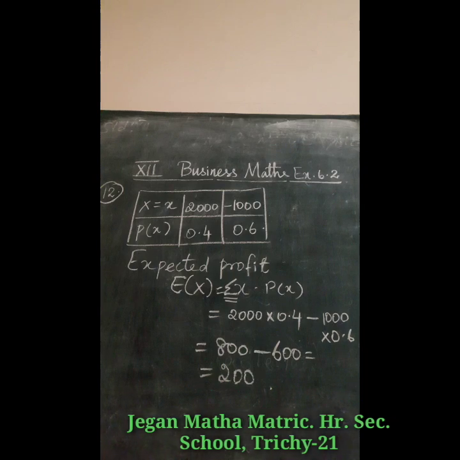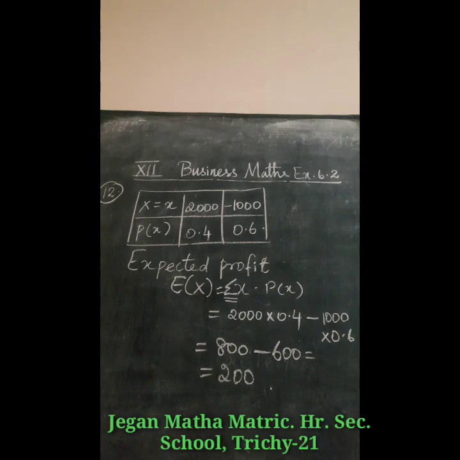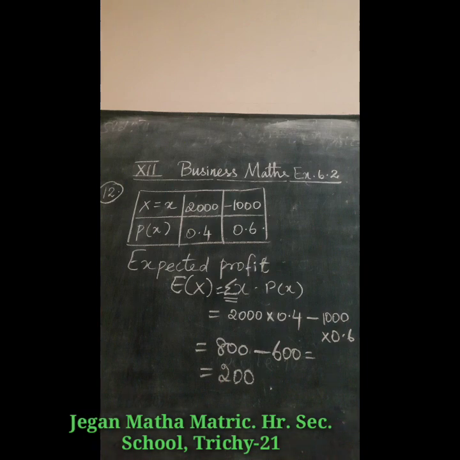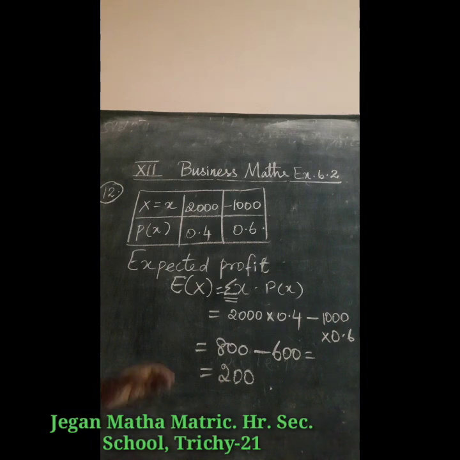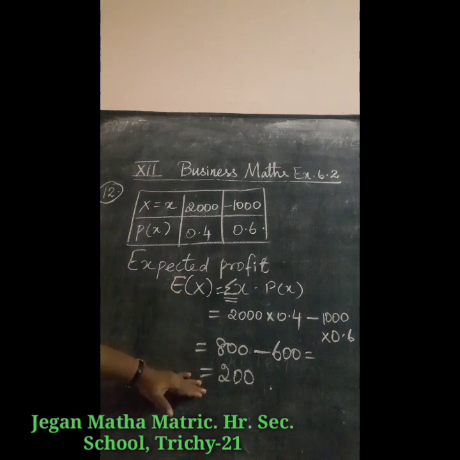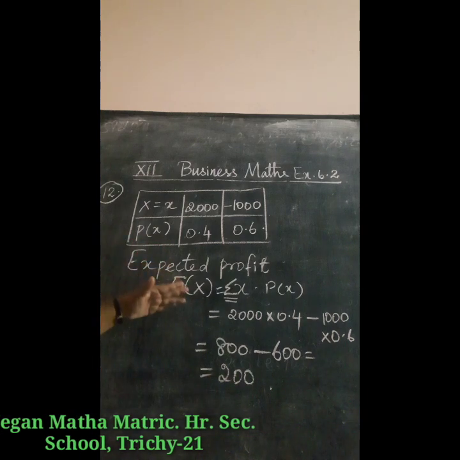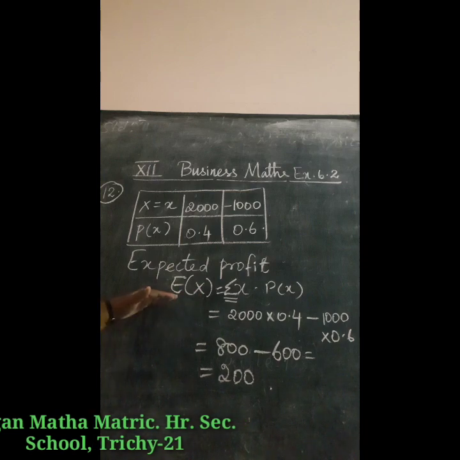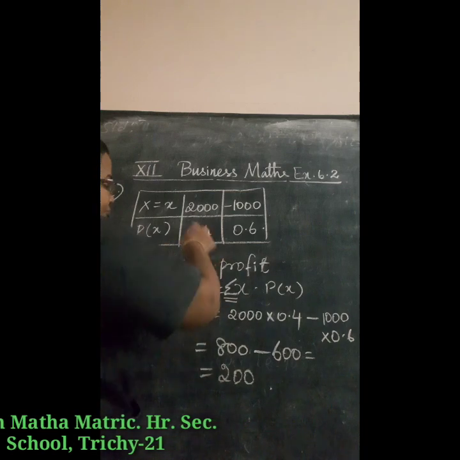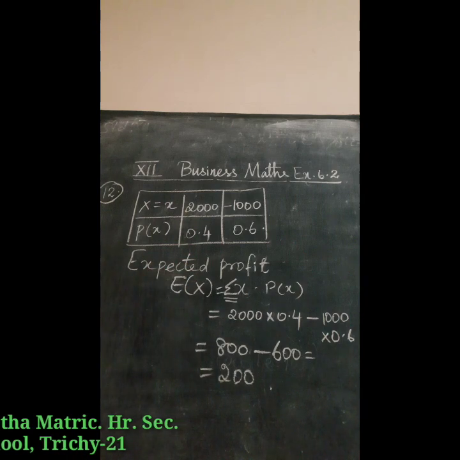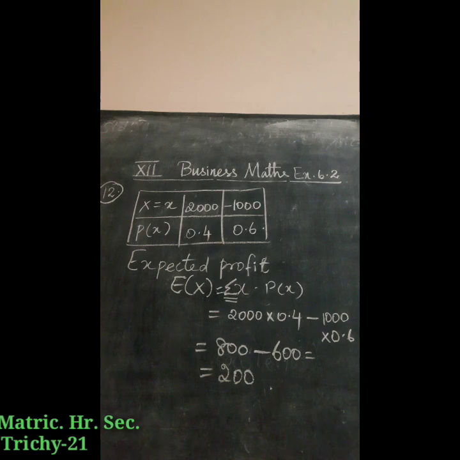Let us see the variance. What is the formula for variance of x? That is E of x squared minus E of x the whole squared. We already found E of x, that is 200. Now we are going to find out E of x squared. What is the formula for E of x squared? Summation of x squared into P of x. Now let us see how to find that.